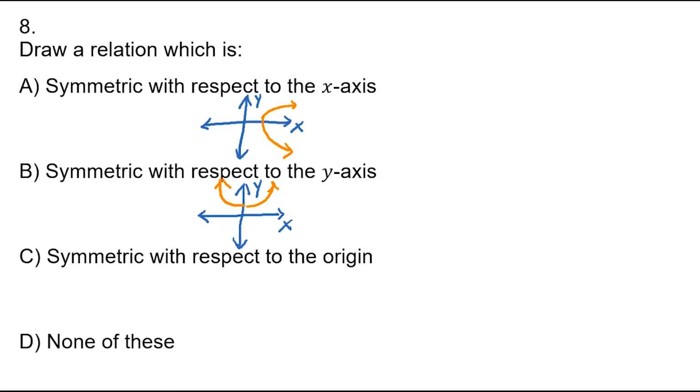So now let's look at symmetry with respect to the origin. And so here's a couple of equations that are examples of them. You have y equal to x cubed, and y equal to 1 over x. These would produce a graph that is symmetric about the origin.